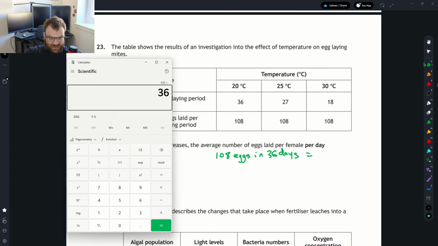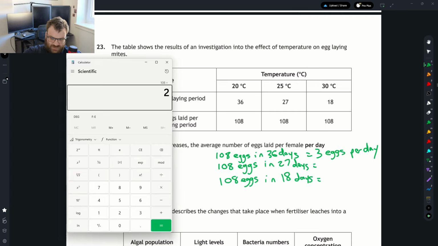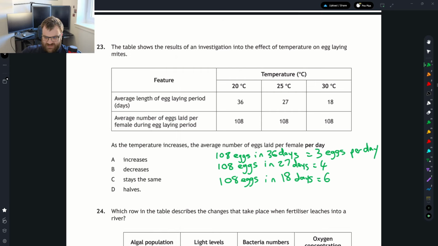So 108 divided by 36 would give 3 eggs per day. And then we need to do the same for the other ones, which will be, oh, it's still 108 actually. So all of them 108 eggs. So divide it by 27 gives you 4. I'm pretty sure the next one would maybe be 6 or 5. Let's see, 108 in 18 days. That gives you 6 eggs per day. So as the temperature increases, the average number of eggs laid per day has to increase as well.